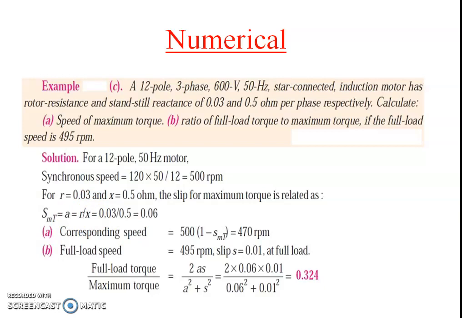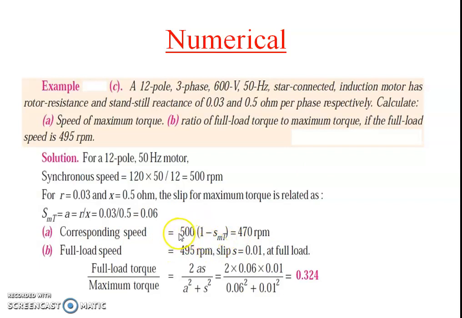So S equals R2 divided by X2. By using this, I will calculate the value of slip. It is nothing but 0.06. So by using all these values, the corresponding speed N equals Ns into bracket 1 minus S.